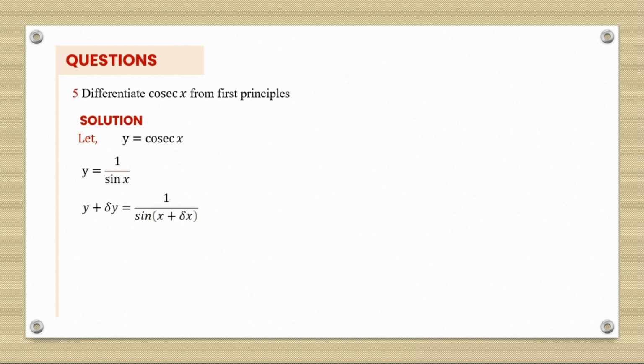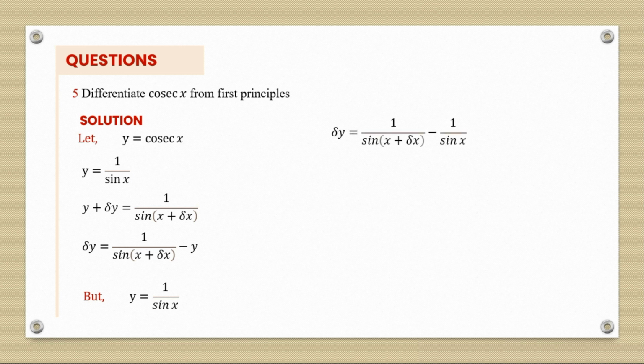So y plus change in y is equal to 1 over, so wherever there is an x, we introduce the change in x. And then now change in y shall be equal to that minus y. But remember that y is equal to 1 over sine x. So now we're going to find the LCM. So the LCM is going to be equal to sine x, sine bracket x plus change in x.